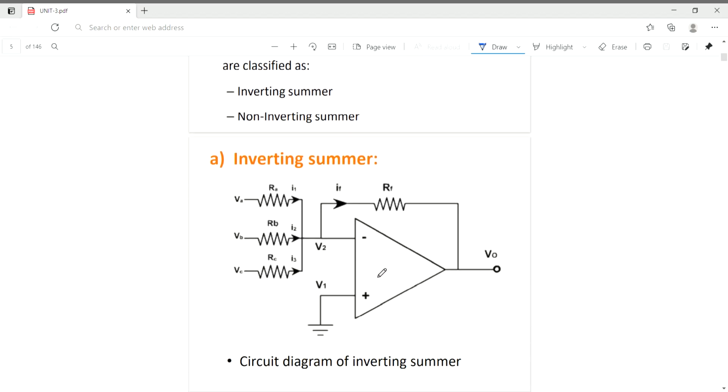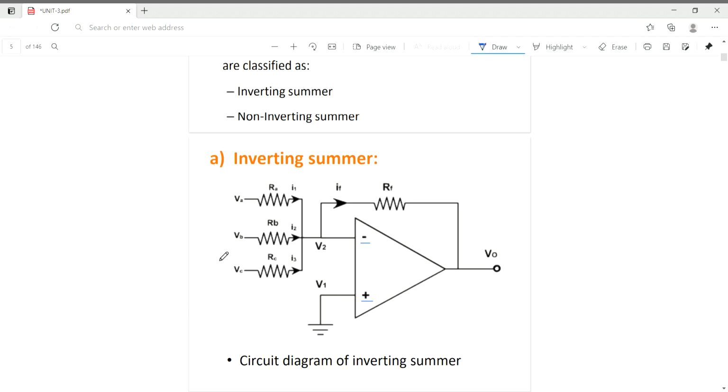So this is the op amp, and we'll be having a negative and positive terminal. The negative terminal is called the inverting terminal and the positive is called the non-inverting terminal. If we give the input voltages to the inverting terminal, then the circuit is called an inverting summer, and a summer is nothing but the circuit which produces the sum of the inputs.